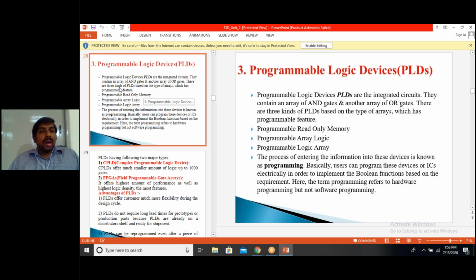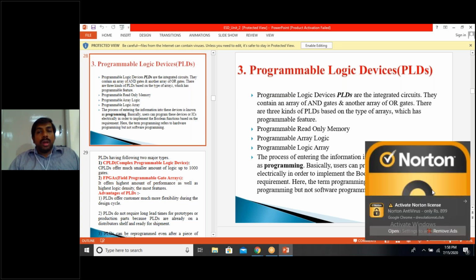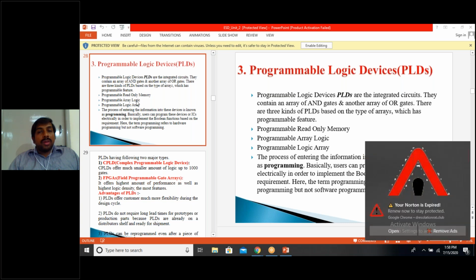So PLDs are the ICs which contain an array of AND gates and another array of OR gates. They have programmable features. This programmable feature classifies them into three types: programmable read-only memory, programmable array logic, and programmable logic array.